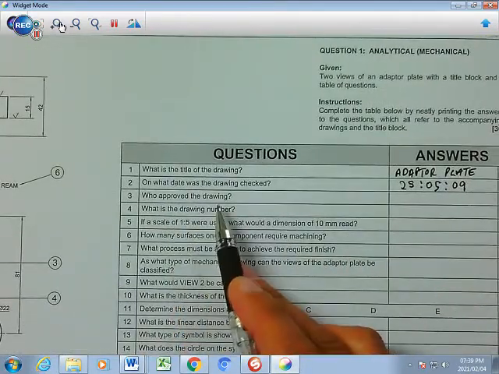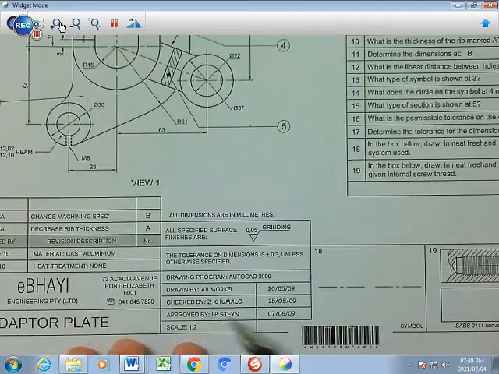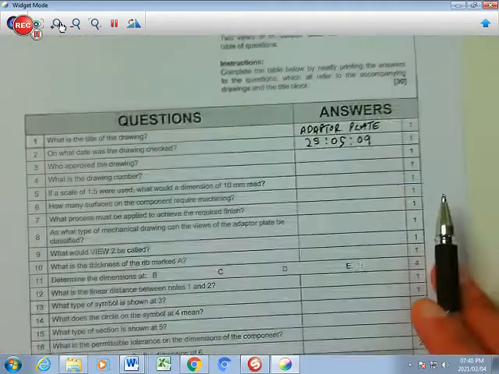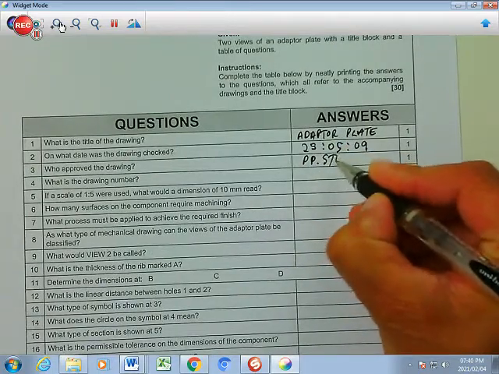Who approved the drawing? Go down. There it states approved by P.P. Steyn. And you're going to write that in here. So answer P.P. Steyn.